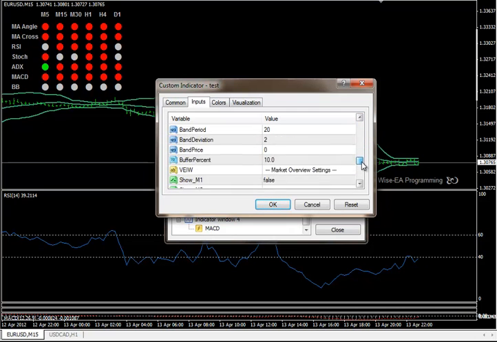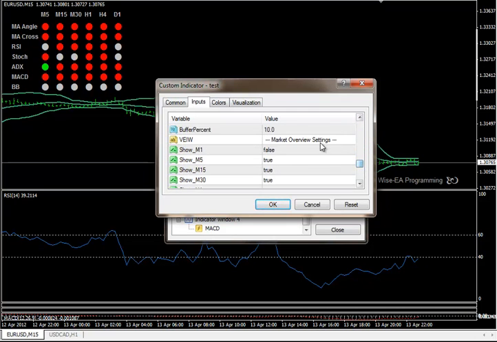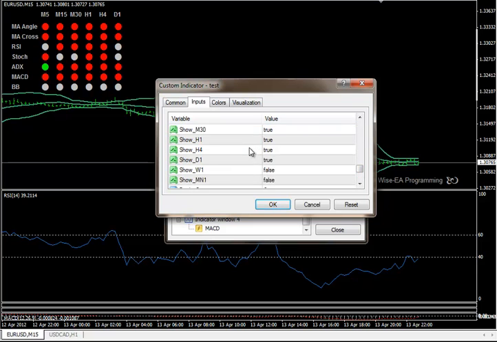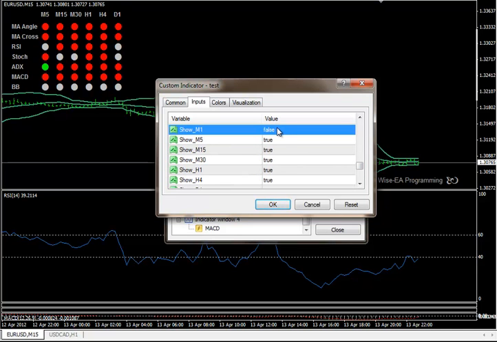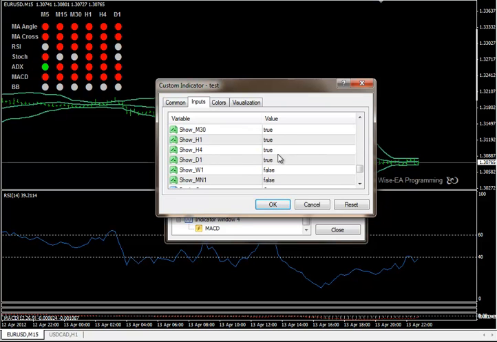And the time frame you want to display is under Market Overview settings. And you have the choice to choose from M1 to month 1. So in this case, I have this set to false. I have these two set to false. That's why the M1 and week 1 and month 1 is not displayed here. So all other time frames I'm setting to true. So you can choose your combination.